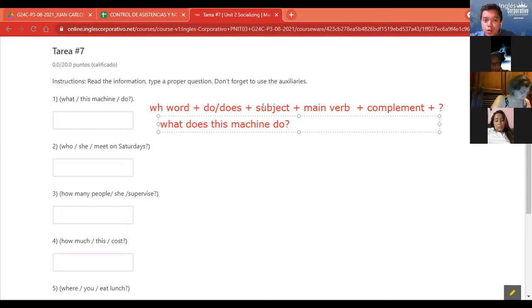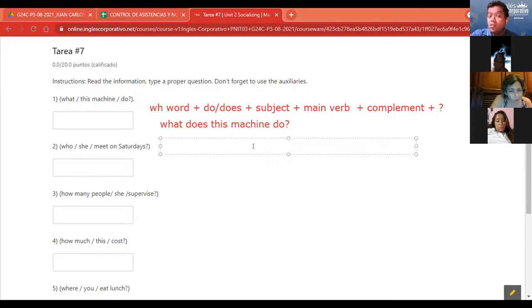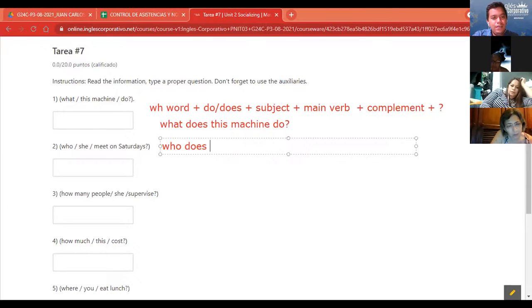Aquí, sí. Es lo mismo. Vamos a seguir la misma secuencia. Sería, utilizando eso, who she does. No, no. Revisemos la estructura. Ok. Comenzamos con la WH word. Who. ¿Qué sigue después de who? Sigamos la estructura. Who does. Exactly. Does. Y luego el subject. What is the subject? Meet on Saturday. There you go. Y ahí tenemos la pregunta. Saturday. Yes. Saturdays.